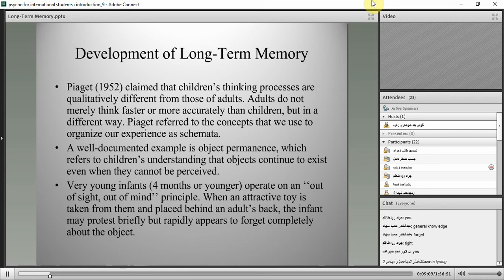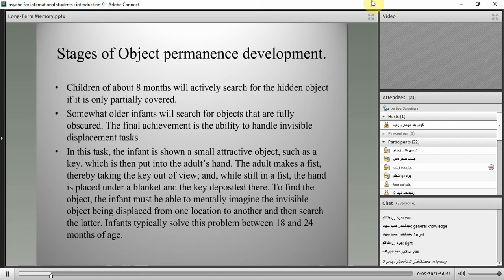This points to the fact that semantic memory is still developing. It is not yet completely developed, because they operate their reactions to this object on the basis of out of sight, out of mind, right? That is, they forget it soon. Let's consider the stages of object permanence development.